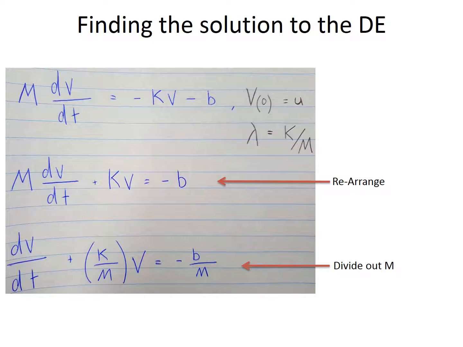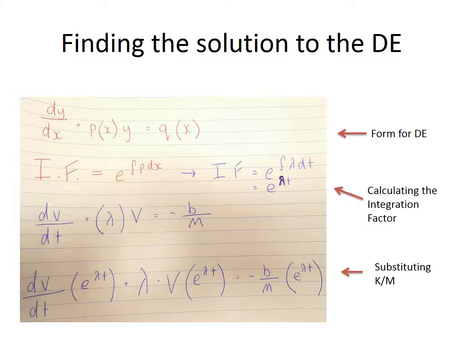First, we rearrange our equation, getting kV onto the left-hand side. We then divide out by m. Standard form for a DE is shown above. Our integrating factor is e to the integral of p dx, which in our case, k/m is lambda, so we have e to the integral of lambda dt, which equates to e^(lambda t).